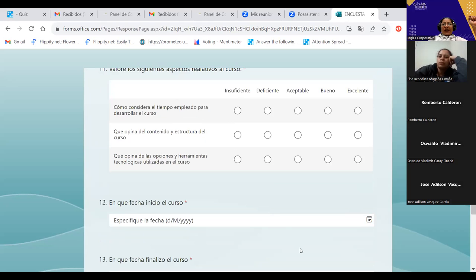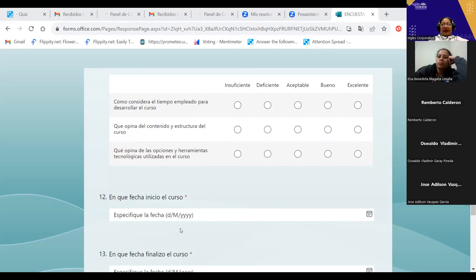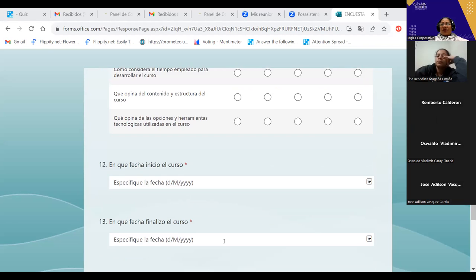¿En qué fecha iniciamos el curso? La fecha que inició el curso, ahorita se las pego. Estamos el 4 de octubre del 23. ¿En qué fecha finalizó el curso? El 31 de octubre. Ahí el de inicio y el de finalización, que es ahora.